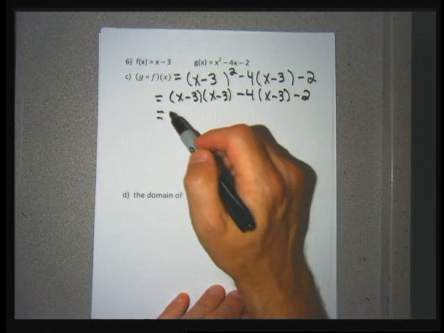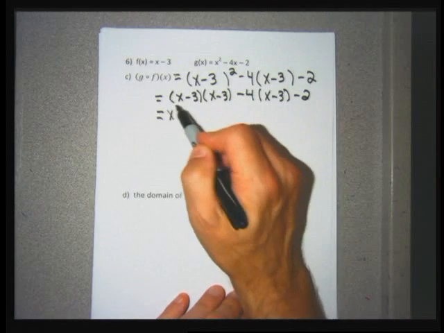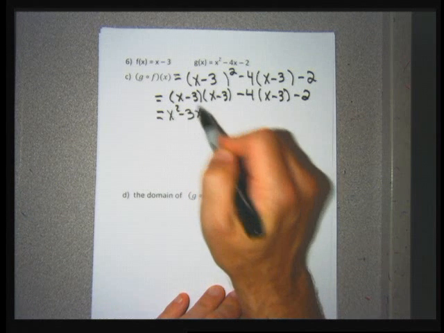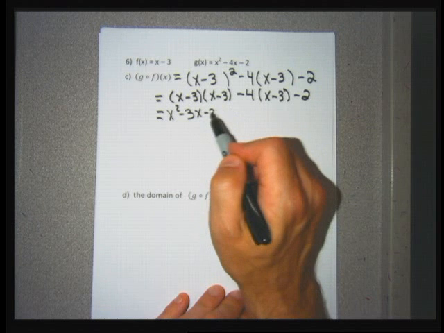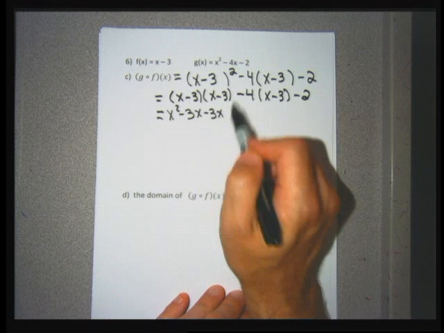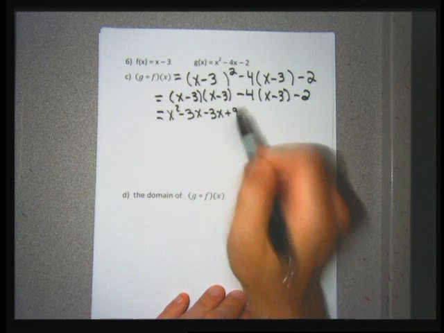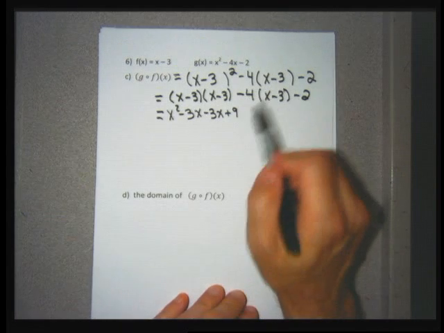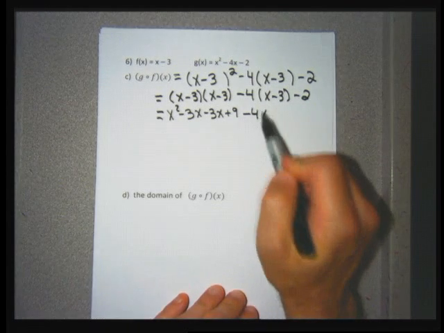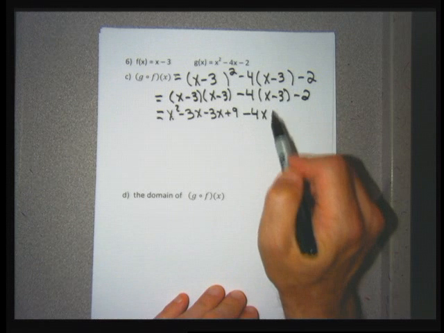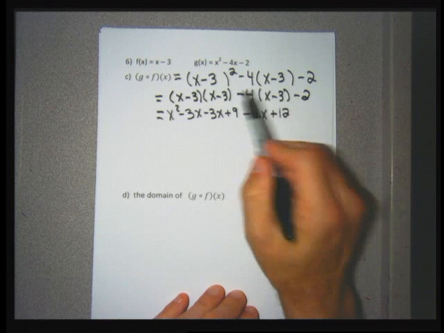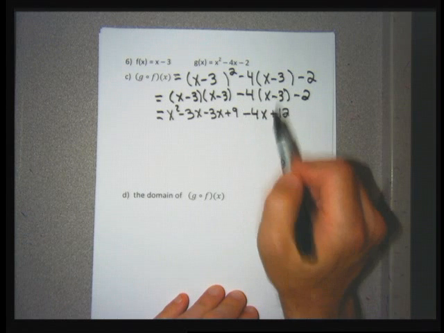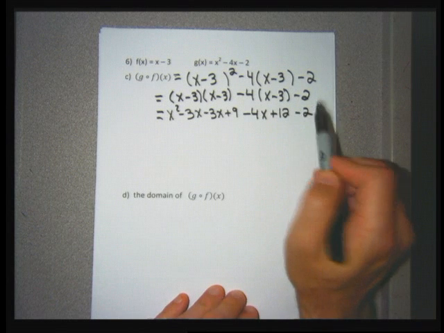Now I can do my foiling. Firsts are x squared, outers are x times minus 3, which is a minus 3x, inners are minus 3 times x, which is a minus 3x, lasts minus 3 times minus 3 is plus 9. Clear the next parentheses, be careful with the sign. Minus 4 times x is minus 4x. Minus 4 times minus 3 is positive 12. That's easy to miss the sign change on that, because minus 4 times minus 3 is a positive 12. And I take the minus 2.